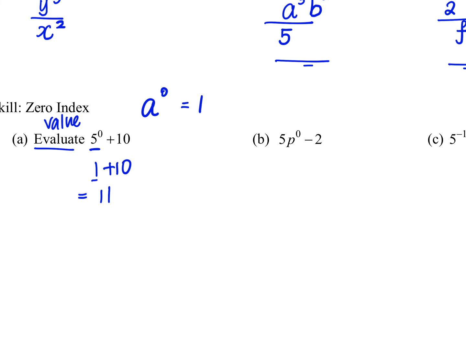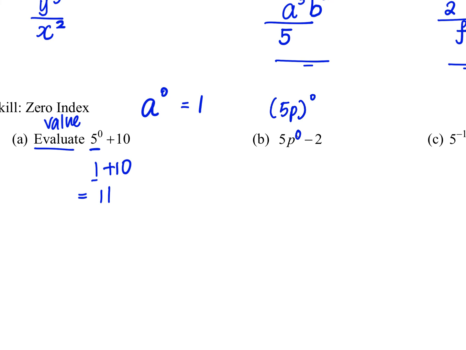Okay? Next one, what about this? 5 times p to the power of 0 minus 2. This power 0 over here is for which number? Which one? Is it for the number 5? Or is it just for p? Or is it for the whole of 5p? Well, this power 0 is for the letter p only.